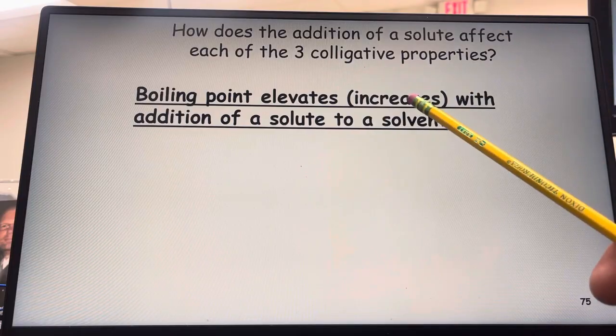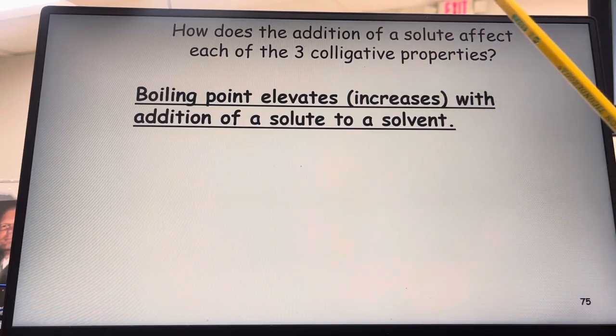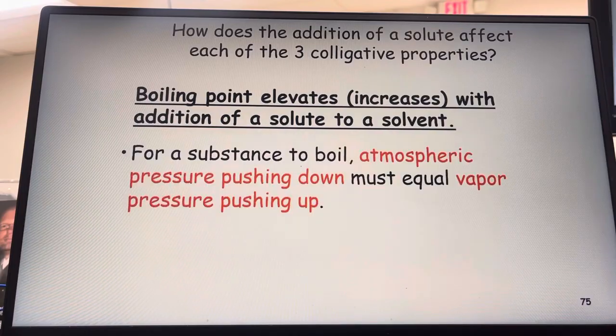Okay, the second one, boiling point. Boiling point goes up. This is why I said before, if you add salt to a pot of water before you boil the pasta, the boiling point will increase, which will make the temperature of the water hotter, which will cook the pasta faster. Of course, you don't want to put too much salt in there because then you'll be ingesting too much salt, and that's bad for you. So just like a teaspoon.